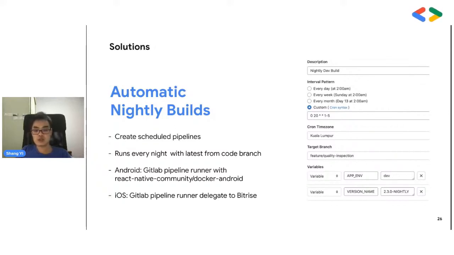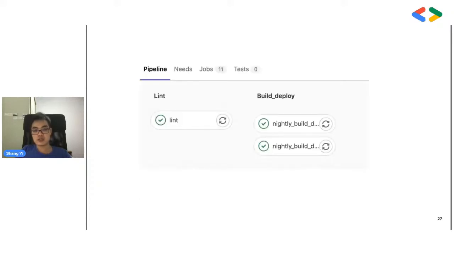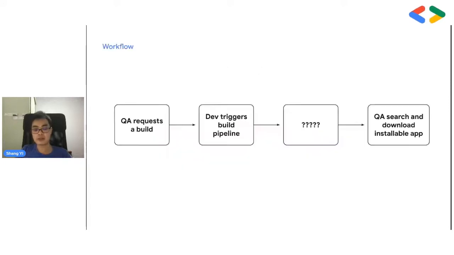So for Android, we're just using the React Native Community Docker Android image. For iOS, we delegate it to Bitrise. So a very simple approach would be something like this. We do our linting since it's React Native, so you have your JavaScript as well. And then we run our build and deploy for each environment, for each platform, I mean.